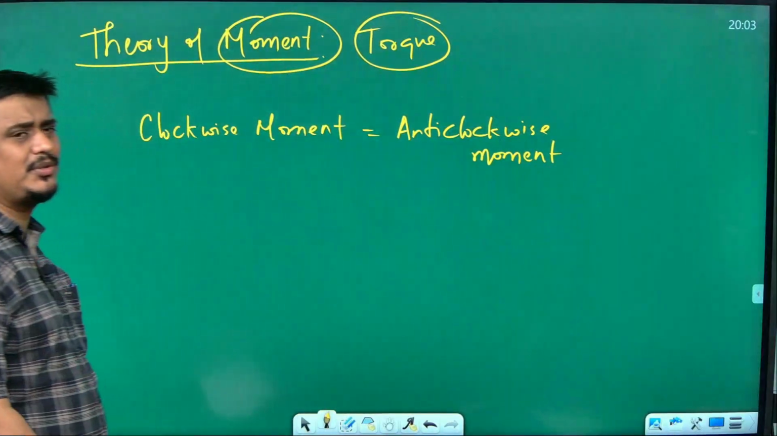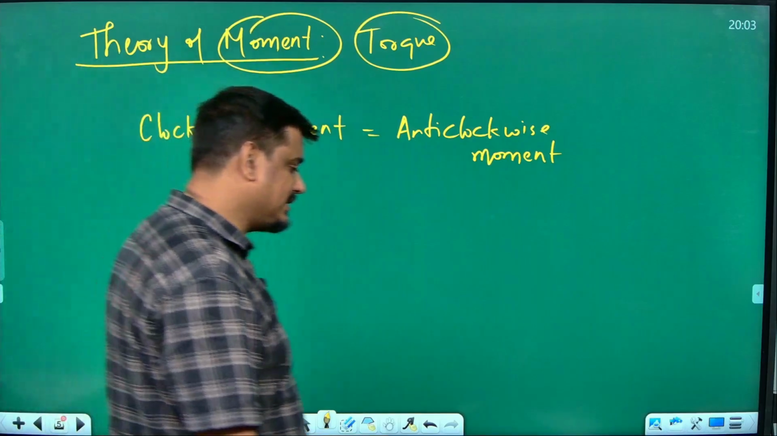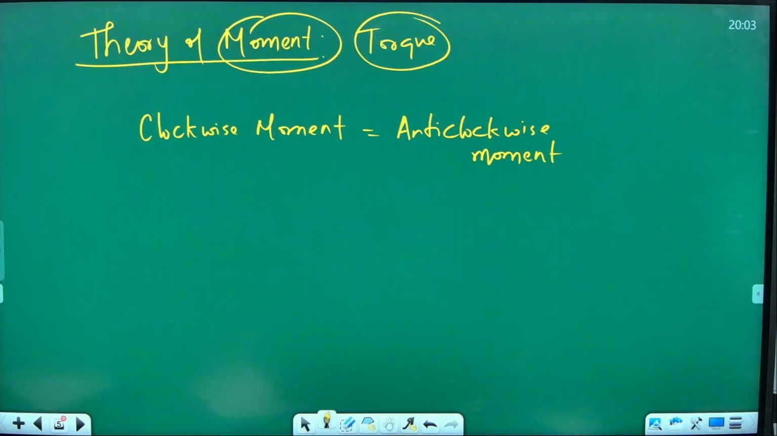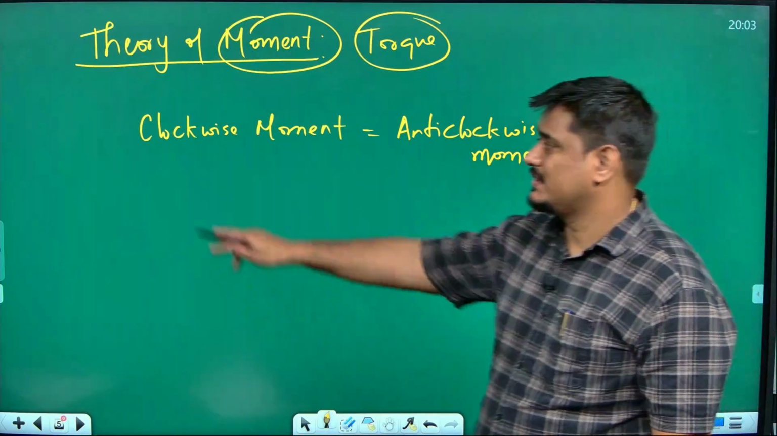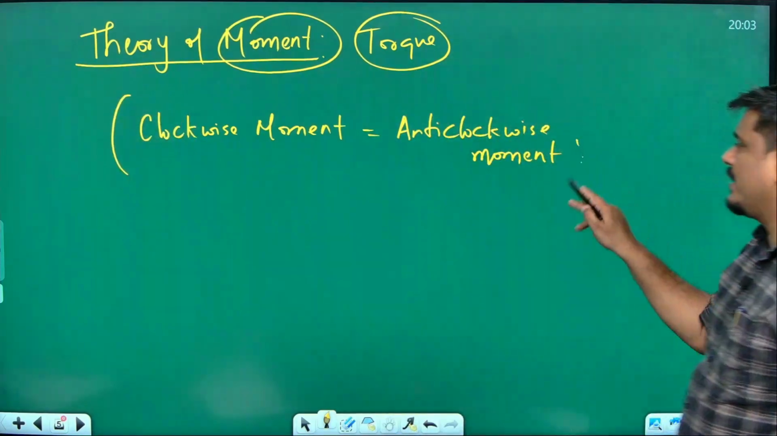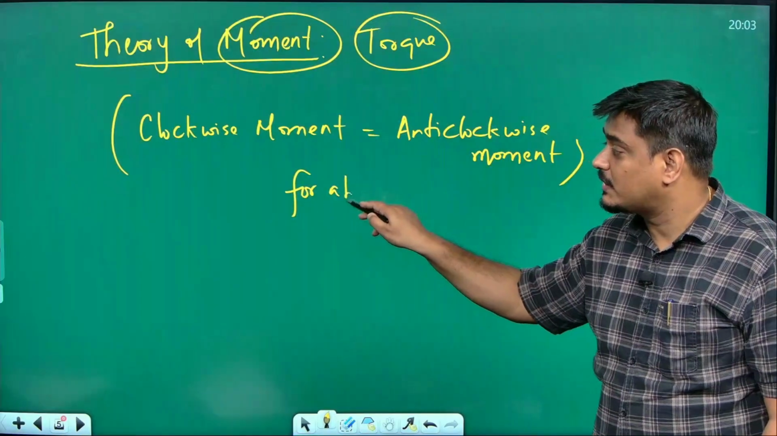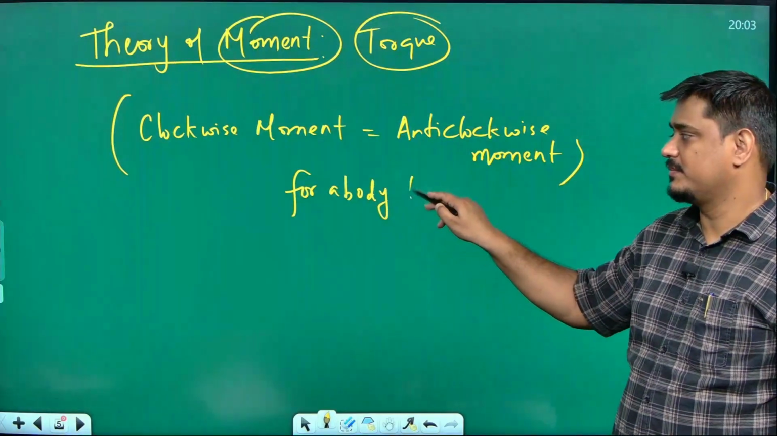Clockwise moment must be equal to anti-clockwise moment. This is called the theory of moments. Clockwise moment is always equal to anti-clockwise moment, for a body to be in rotational equilibrium.